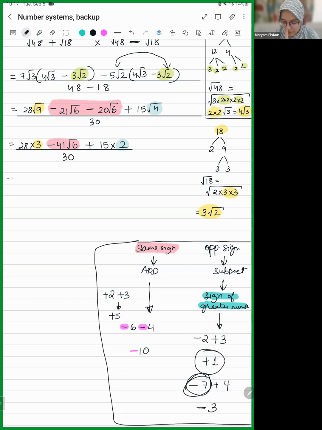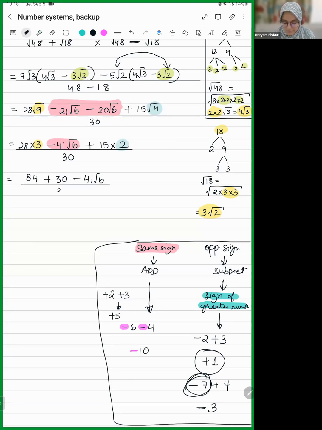Okay, now numerator. What is 28 into 3? Calculate it. 84. Okay. Now this 41 root 6 I am putting over here because it is an irrational number. Let's first deal with the rational numbers, the ones that don't have any root in them. So what is 15 into 2? 30.